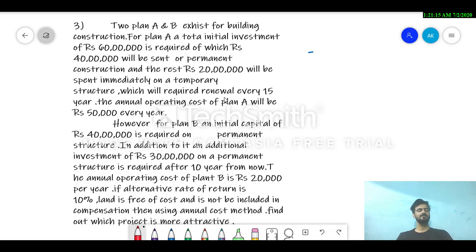GATE has not asked these types of questions up to this point in the GATE examination. So there may be a probability of this type of question being asked in the examination. So without wasting our time, let's start the question.